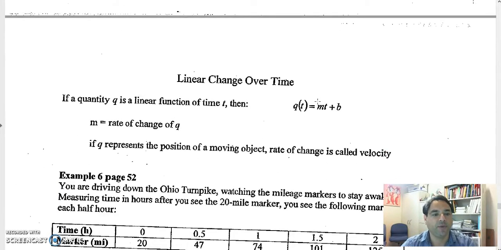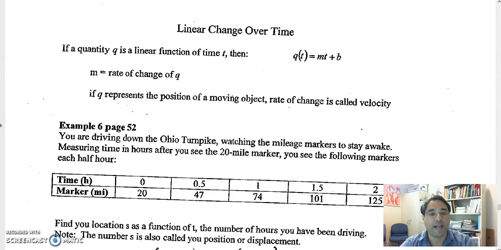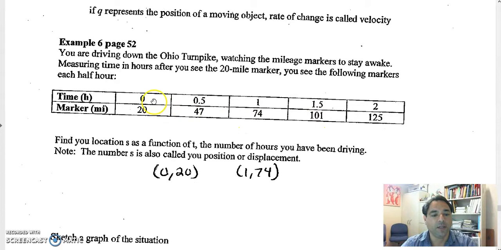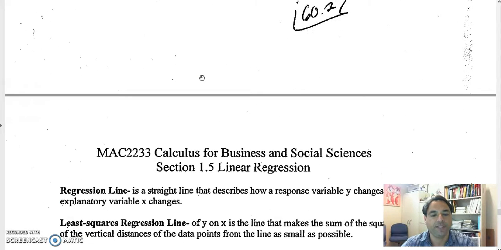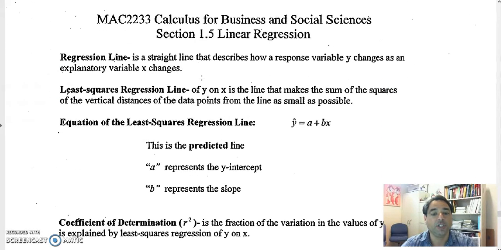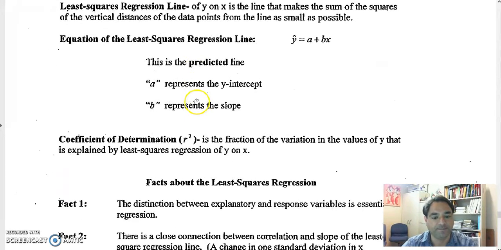Now, another thing we can do with the graphing calculator is graph and look at data and find the linear equation. So here's an example where we have some data driving down the Ohio Turnpike. Here's the time in hours. Here are the markers. We collect the data, pick 2 points, and graph them and find that line. But the question is, how can I do that all in the calculator? So we have an example here in 1.5 where we're going to look at some data. In section 1.5, it's linear regression, taking data to find that linear equation.